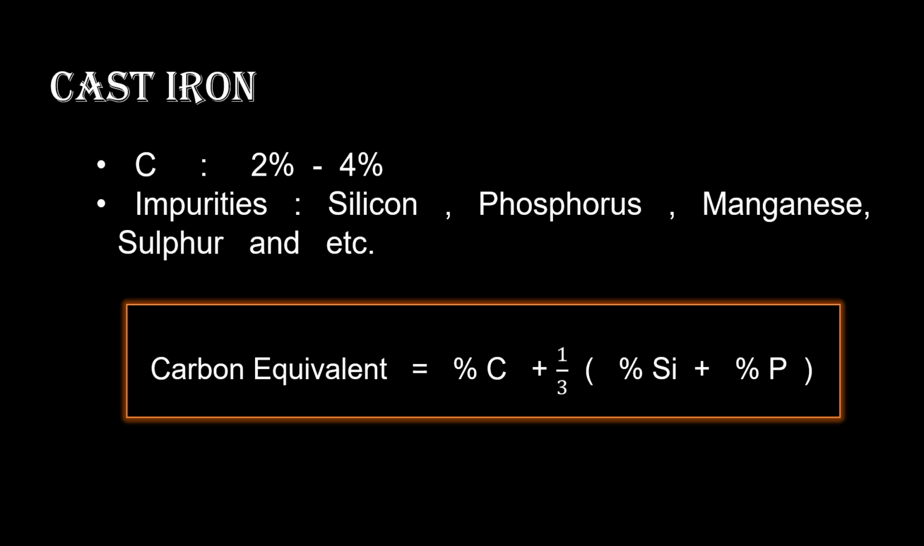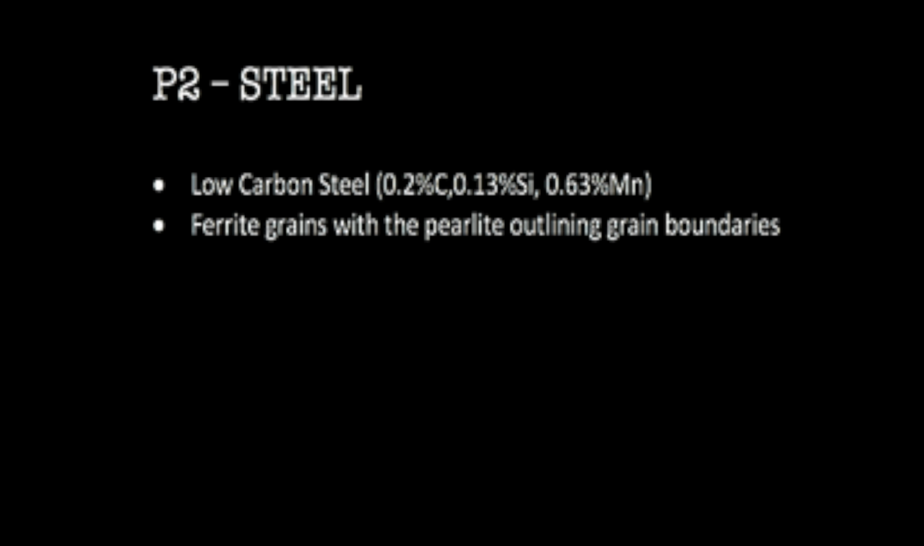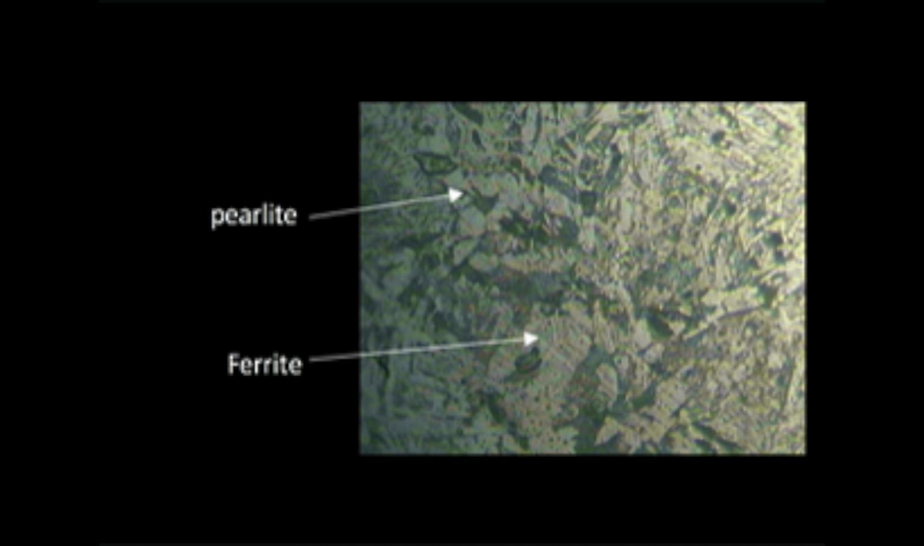Let's move on to our steel and cast iron samples. P2. This is a low carbon steel which contains 0.2 carbon, 0.13 silicon and 0.63 manganese. There are ferrite grains in this microstructure with the pearlite outlining the grain boundaries.